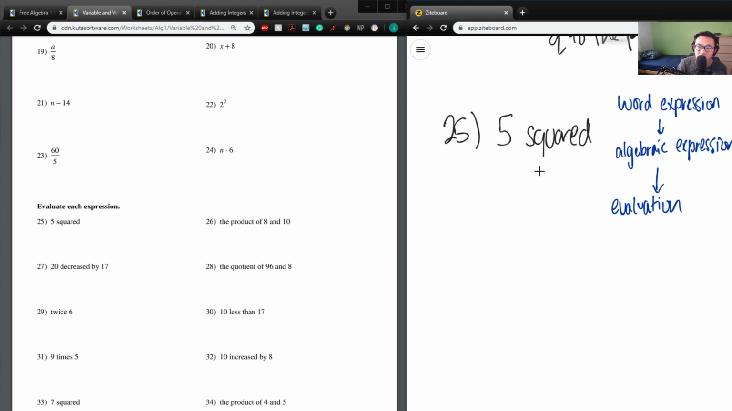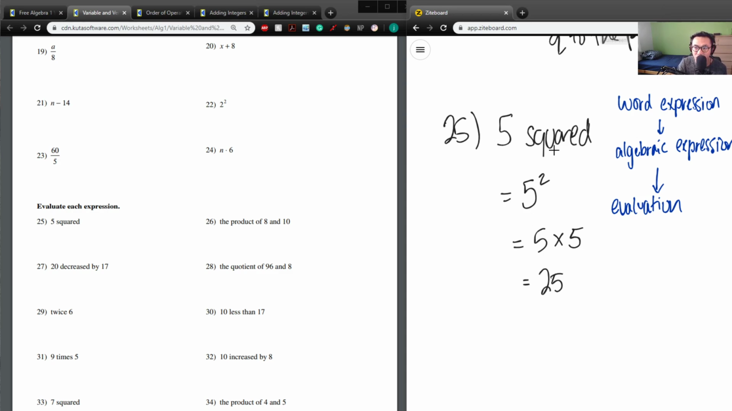So let's do it. 5 squared, well, how do we write that as our algebraic expression? We know it's 5 here, and squared, we just talked about exponents, right? It's raising to the power of 2, so we can say this is 5 squared, and this here is our algebraic expression. However, we can also evaluate this, right? We know this actually gives us a number. 5 squared can be rewritten as 5 times itself, just once, so it's 5 times 5, and we know 5 times 5 is simply 25. So 25 here is the evaluation of our algebraic expression.